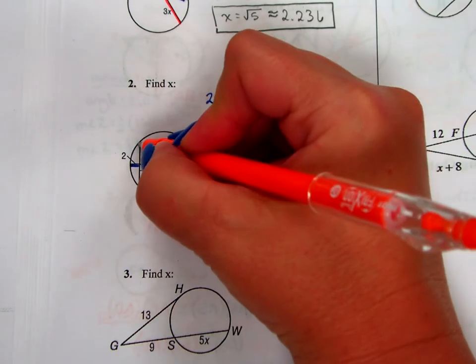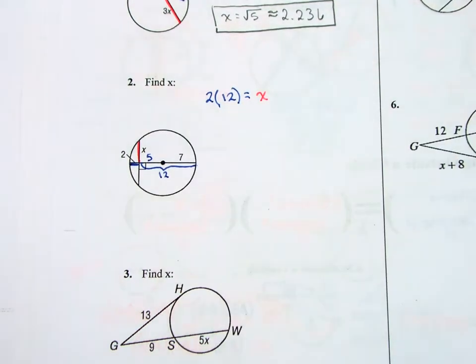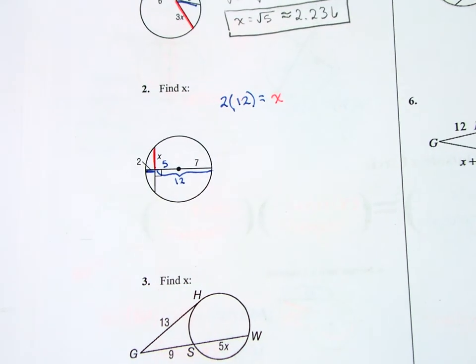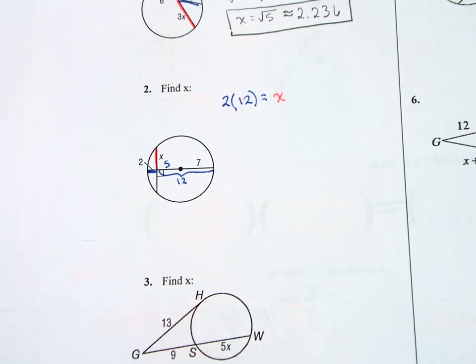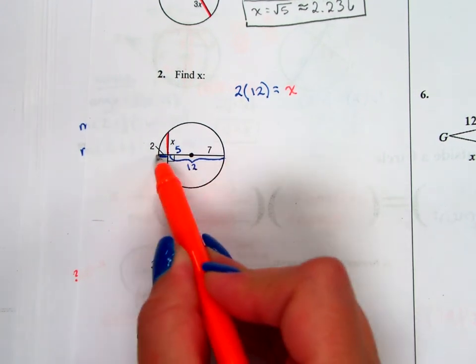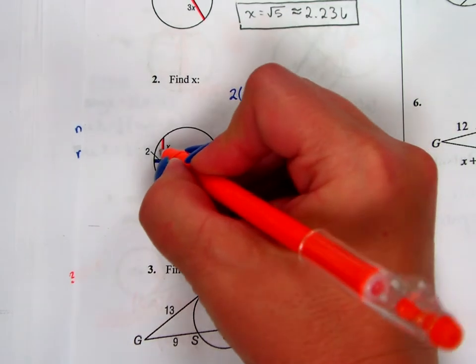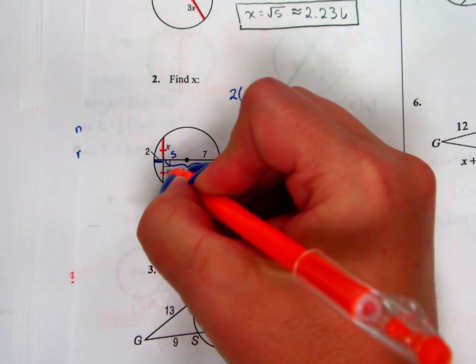Equals, I can see this one's x. How long is the other one? X. They didn't tell me it's x, but using the properties from before, I know that if I leave the center, if I'm a diameter or a radius and I'm perpendicular to a chord, I know I bisect the chord. So these two have to both be x.